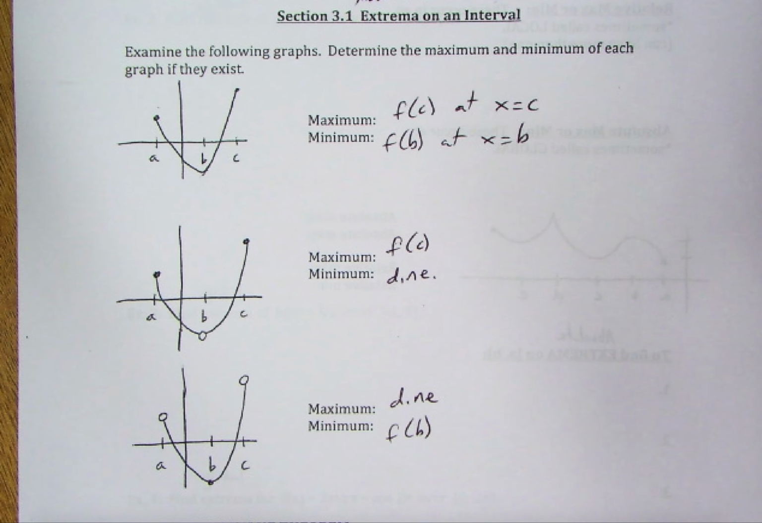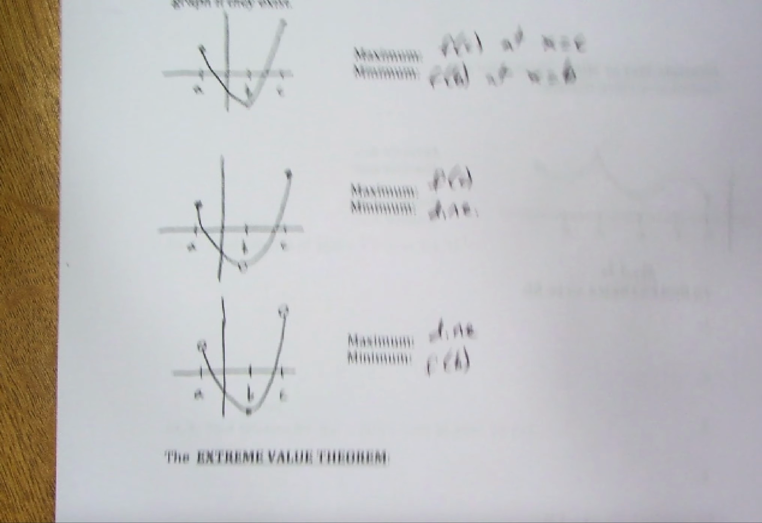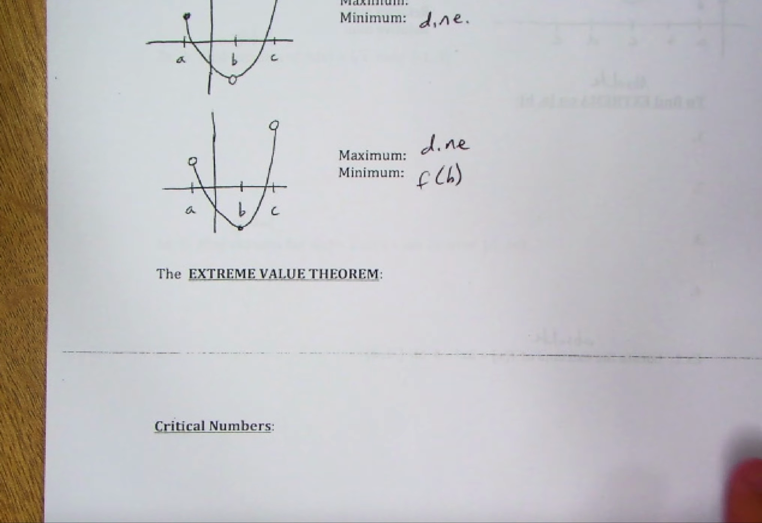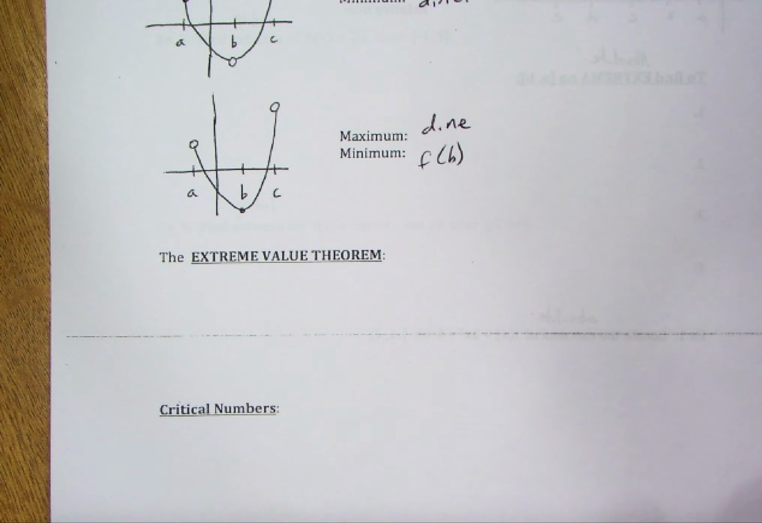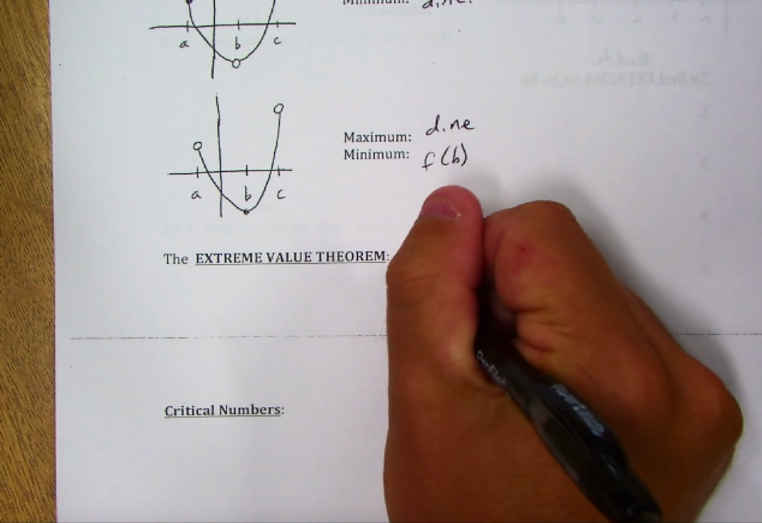What this does, this leads to our next theorem, okay? Our next theorem is called the extreme value theorem. We already have a couple of theorems we've talked about. We've talked about the squeeze theorem, and we've talked about the intermediate value theorem, and here's our next one. And we don't have very many more. So the extreme value theorem says this.